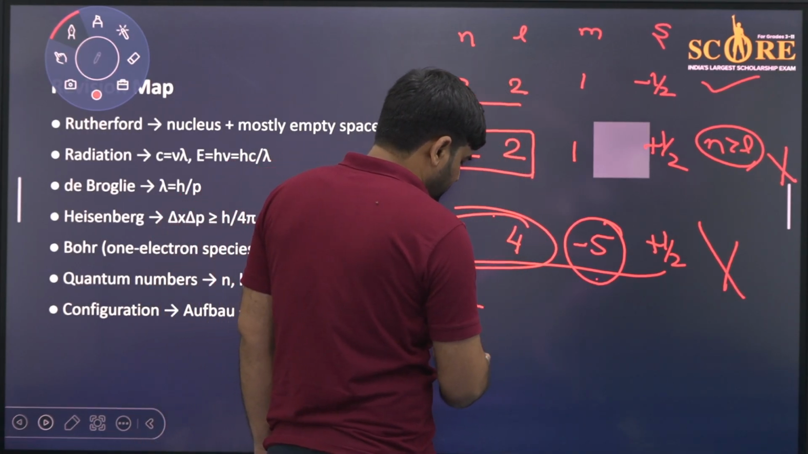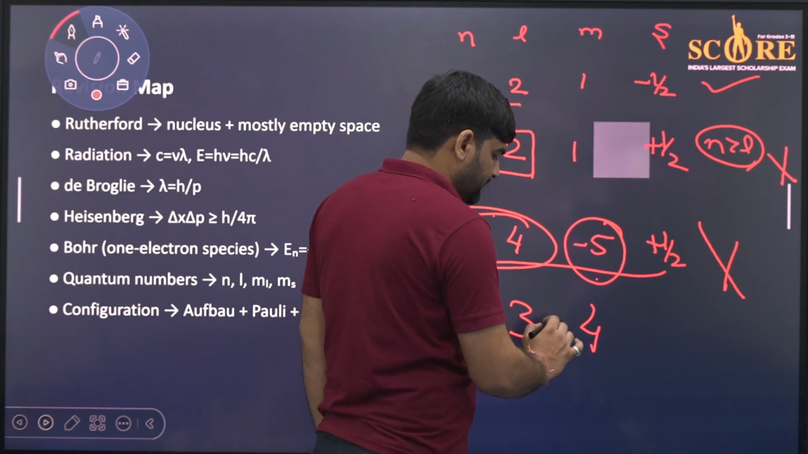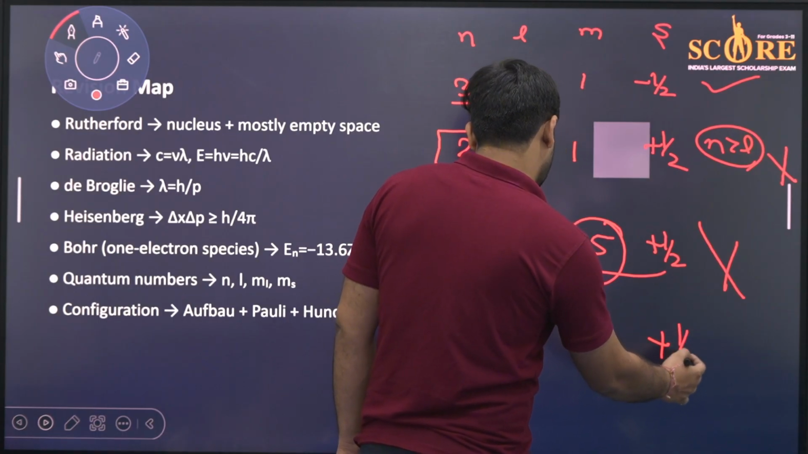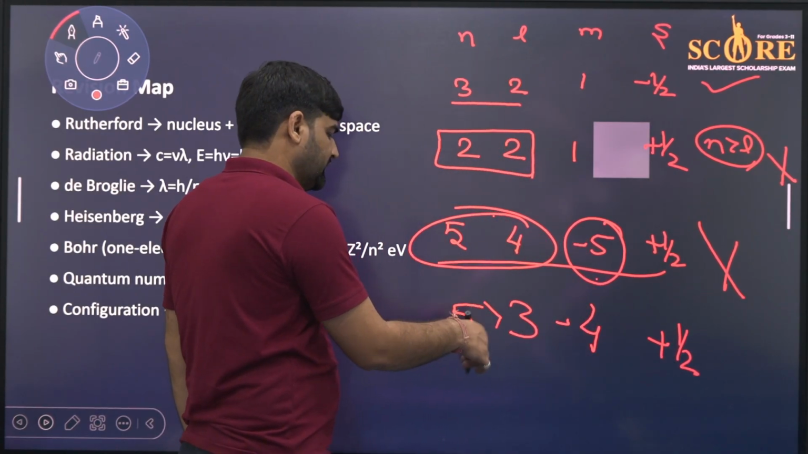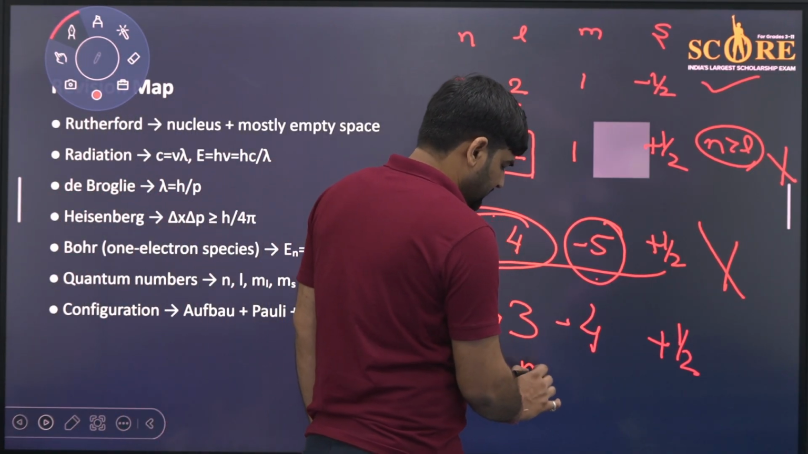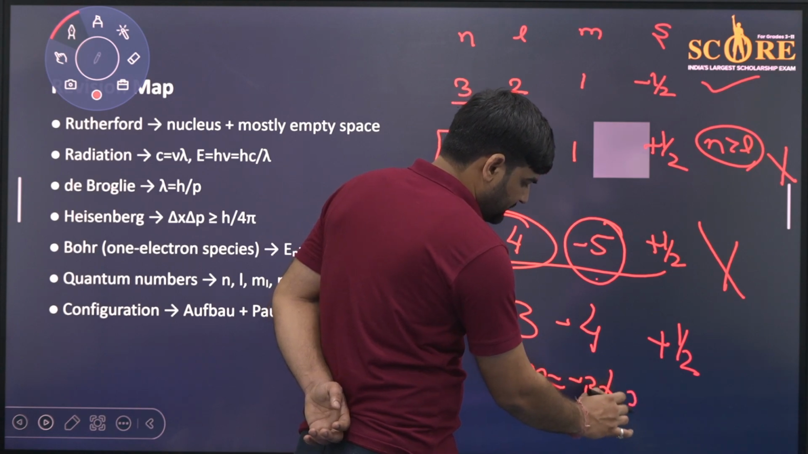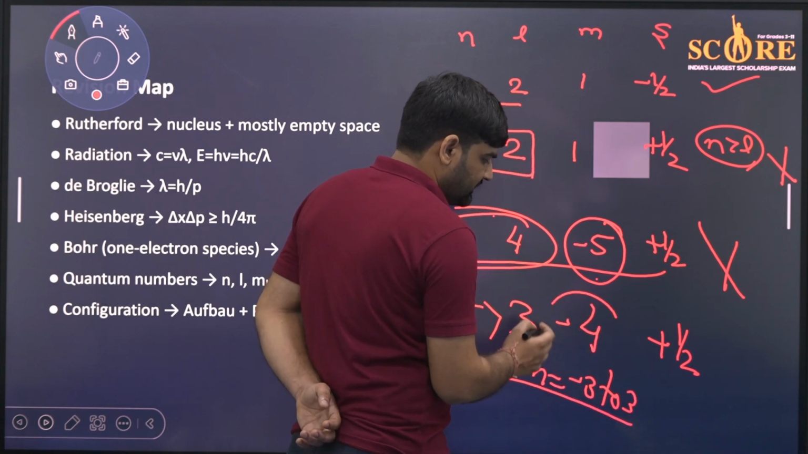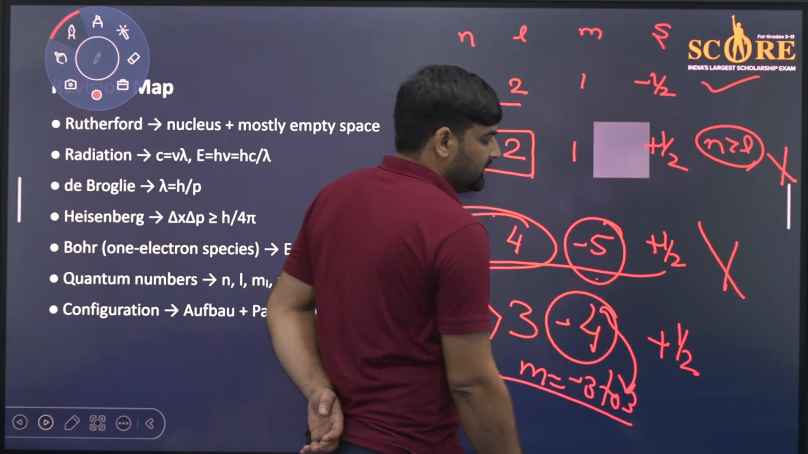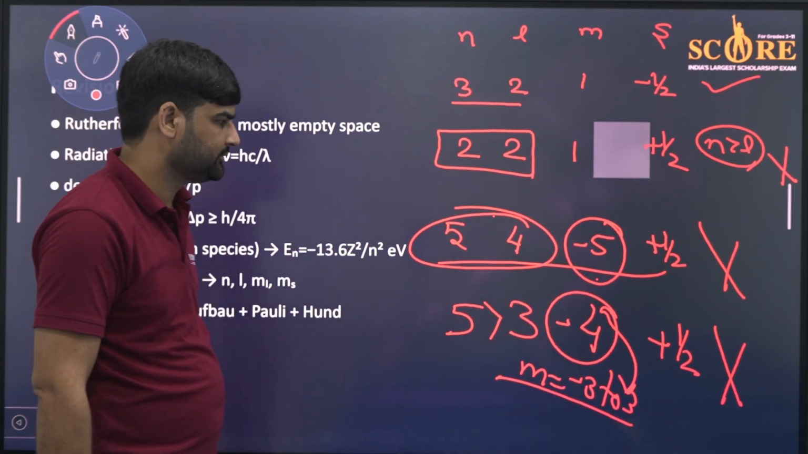n is 5, l is 3, this is minus 4, and this is plus half. n is greater than l, there is no issue, but m ranges from minus l to plus l. So this number does not lie in that range, which means m is wrong. This quantum number set is also incorrect.